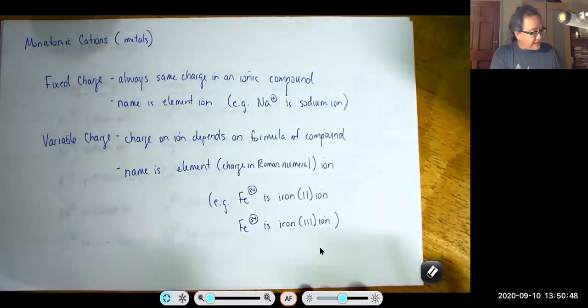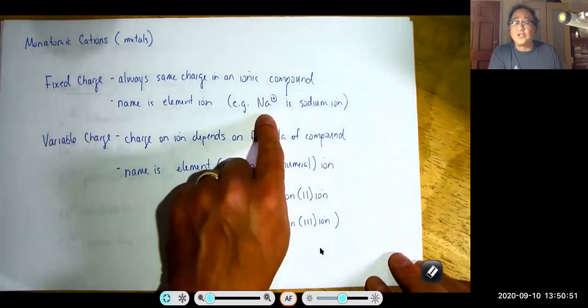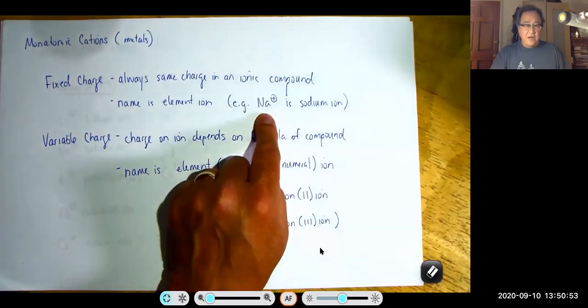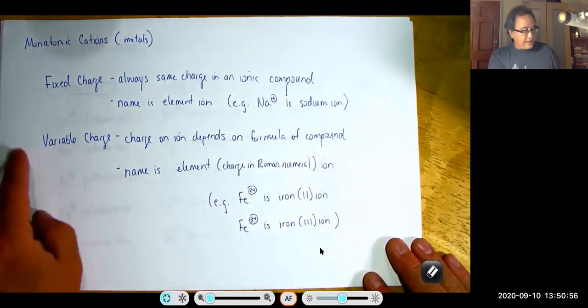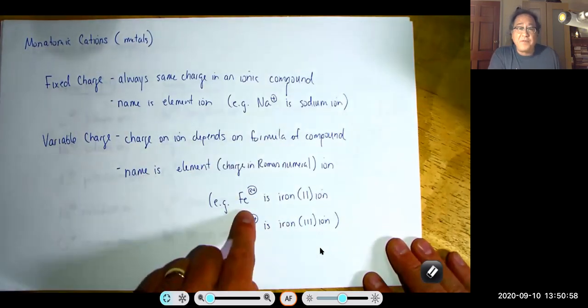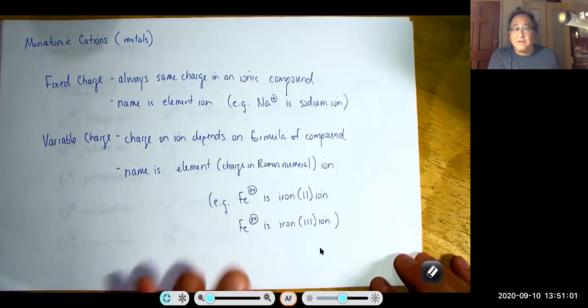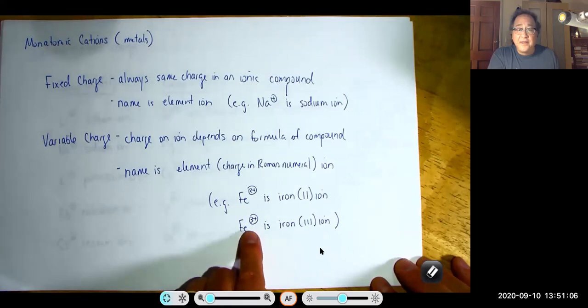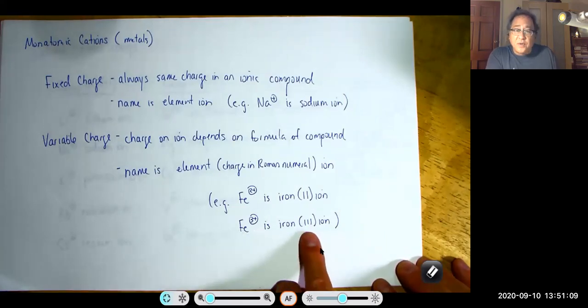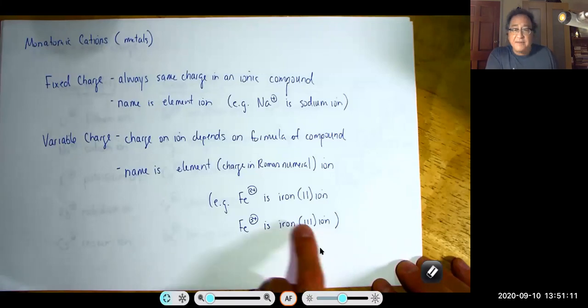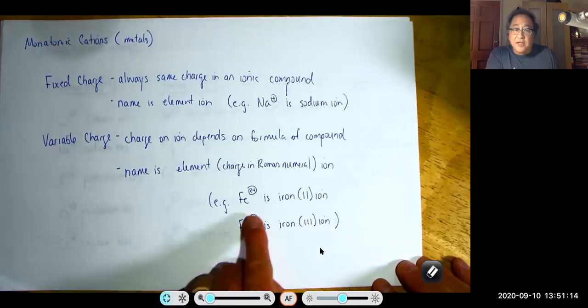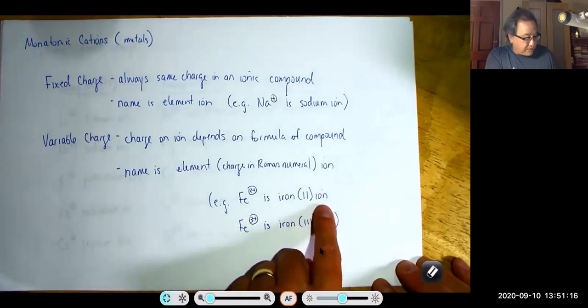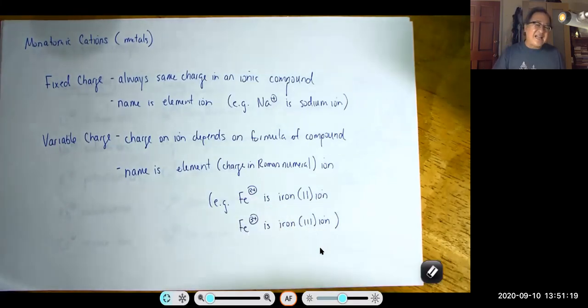So an example of fixed charged ion is sodium ion. It's always a +1 regardless of the compound it's in. An example of a variable charge is iron. There are 2 iron ions that are commonly found in compounds. One is called iron 2 and one's called iron 3. And the charge is written in Roman numerals behind the name of the element. So again, with the +2, it's called iron 2 ion. With the +3, it's called iron 3 ion. That is the standardized way of naming the variable charge metal cations.